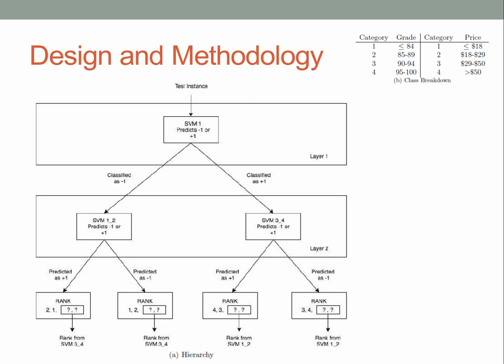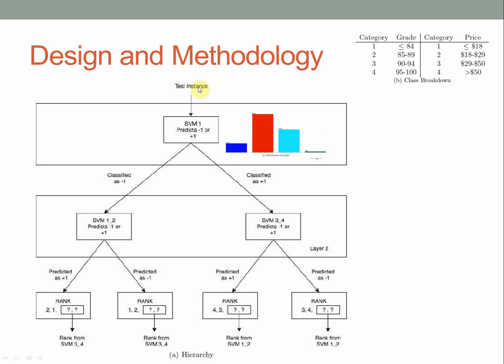This is the structure of how we will be able to do the 4-class classification. Let us use the grade as an example. In the grade, there are 4 different categories. Category 4 indicates the grade is 90 to 100, and category 1 indicates the grade is less than 84 points. What we can do here is use our first layer of SVM. We use all the data that we have to train the SVM for 90 plus or 90 minus.